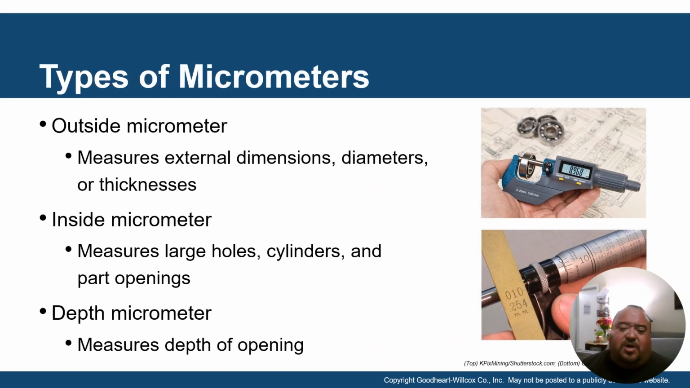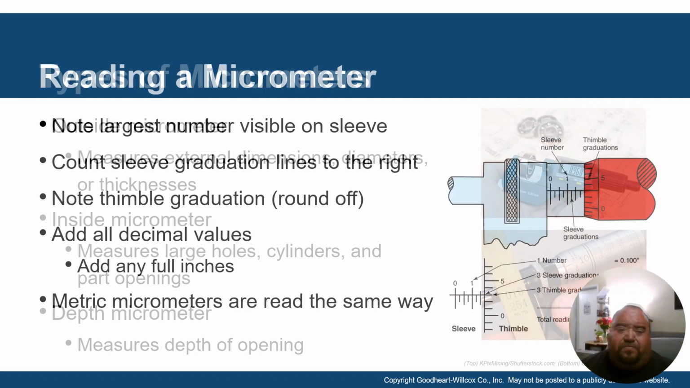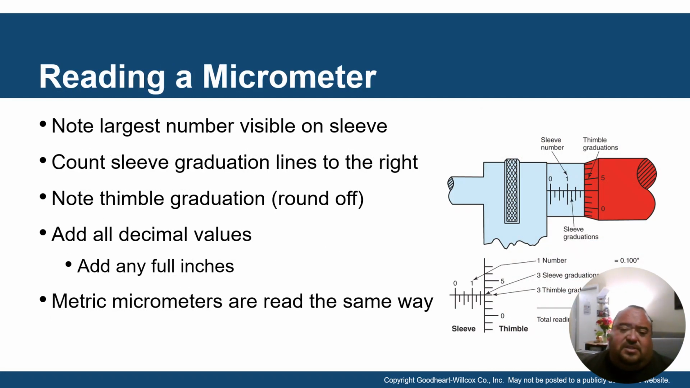There are different types of micrometers. The outside micrometer measures external dimensions, diameters, or thicknesses. The inside micrometer measures large holes, cylinders, and part openings. The depth micrometer measures depth of an opening. All these are used in special circumstances and different applications. Knowing how to read a micrometer is extremely important.